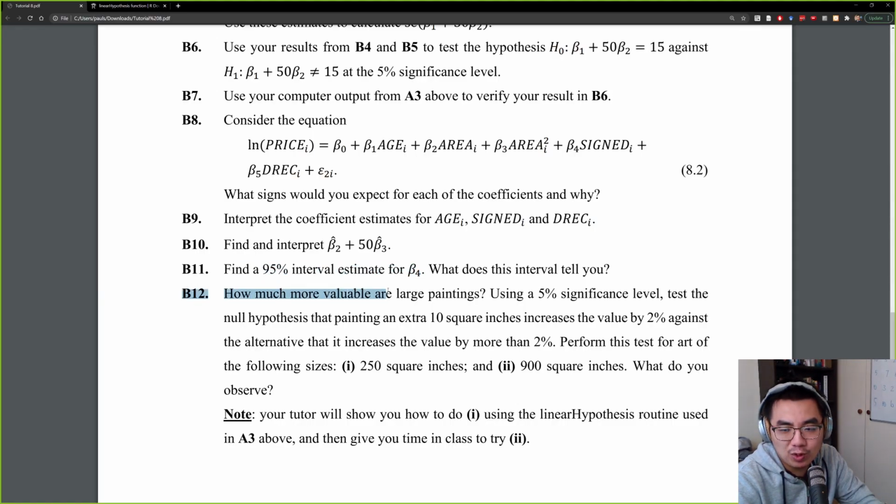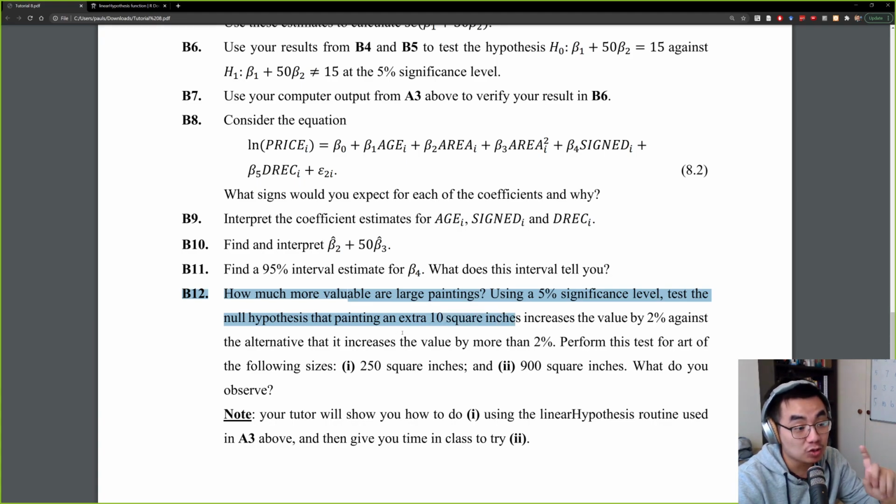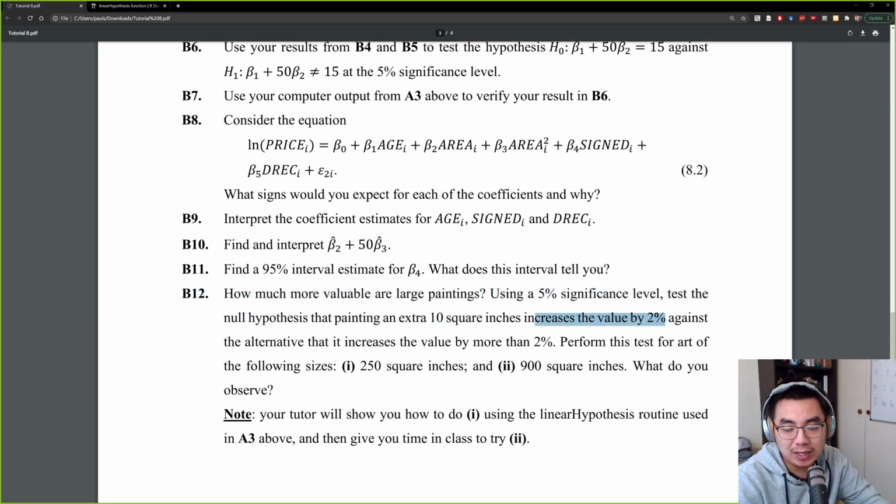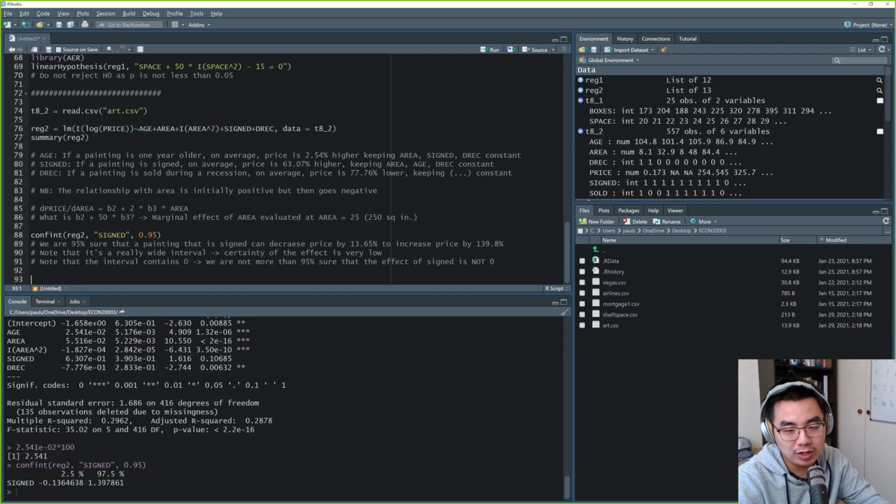Okay. How much more valuable are large paintings? Using a 5% significance level, test the null hypothesis that painting an extra 10 square inches, which is area equal to 1, not 10, because remember that area is in tens of square inches, increases the value by 2% against the alternative that it increases the value by more than 2%, and you do it at 250 and 900. Okay, so what you're really doing here is you're doing this test, okay?